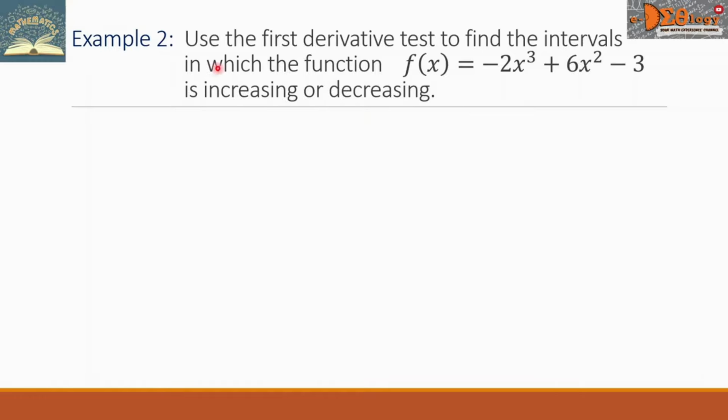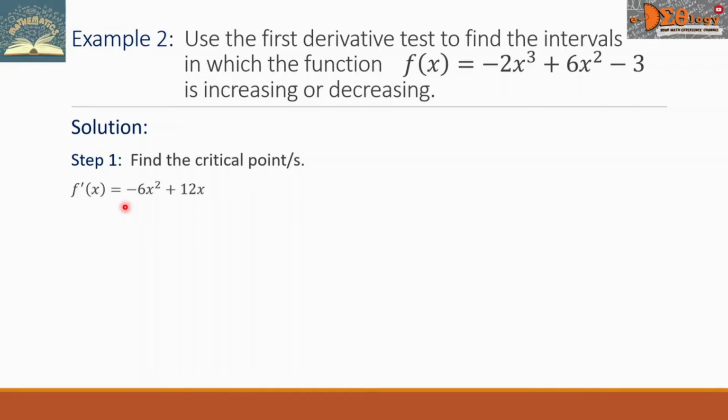Example 2. Use the first derivative test to find the intervals in which the function f of x equals negative 2x cubed plus 6x squared minus 3 is increasing or decreasing. Step 1. Let's find the critical points. Let us take the derivative of this function. So f prime of x equals the derivative of negative 2x cubed, which is negative 6x squared. Derivative of 6x squared is 12x. Derivative of minus 3 is 0.